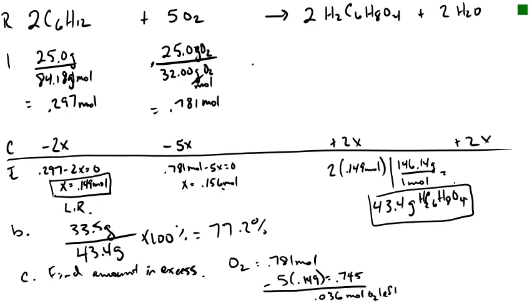We could then multiply that by the molar mass of oxygen to solve for the number of grams. So if I took that and multiplied it by the 32 for the grams of oxygen, you would end up with approximately 1.1 grams of O2 that would be left.